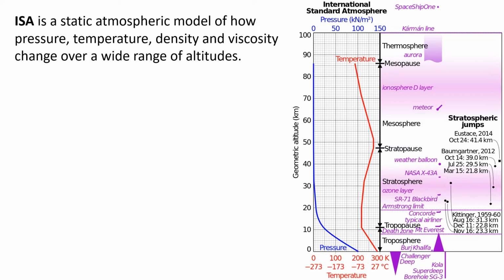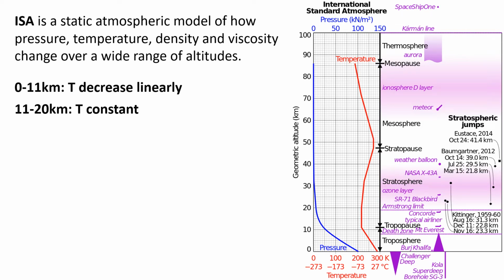ISA, the International Standard Atmosphere, is a static atmospheric model of how pressure, temperature, density, and viscosity change over a wide range of altitudes. First of all, let's look at the temperature. From 0, which is sea level, to 11 kilometers, the temperature decreases linearly. If we focus on the temperature curve, which is red, from 0 to 11 kilometers it follows a linear decrease, but in that range the pressure does not decrease linearly.